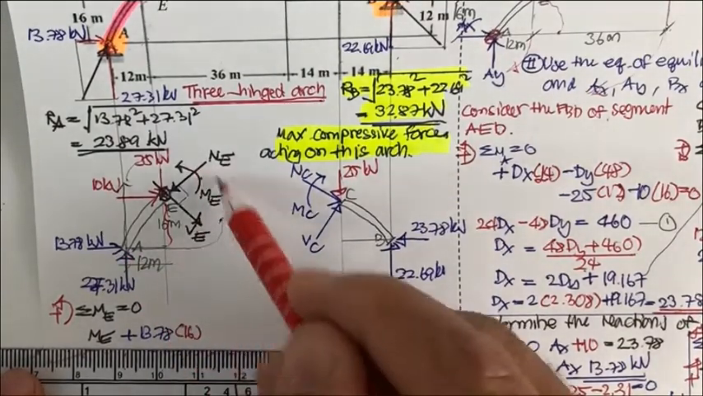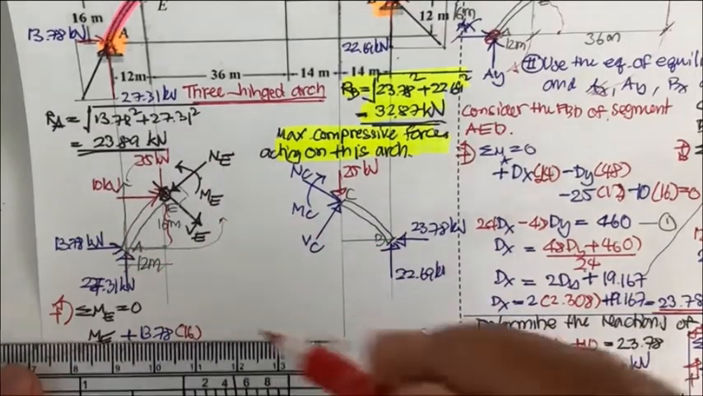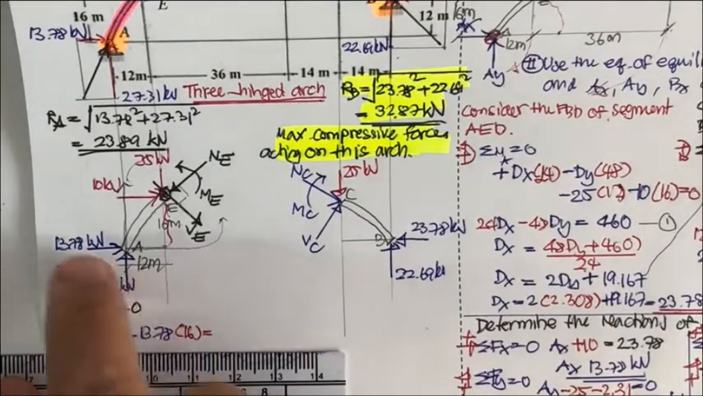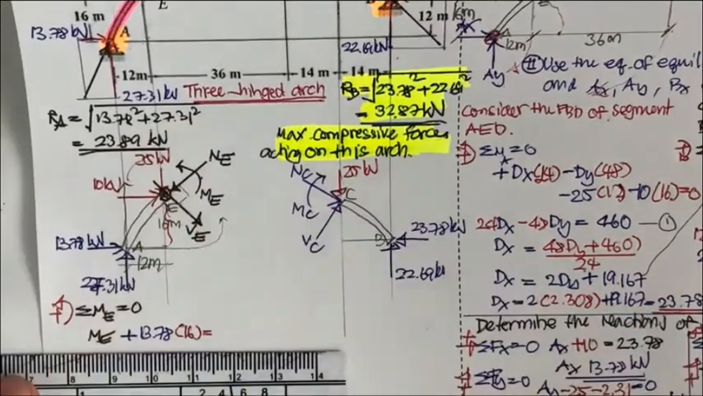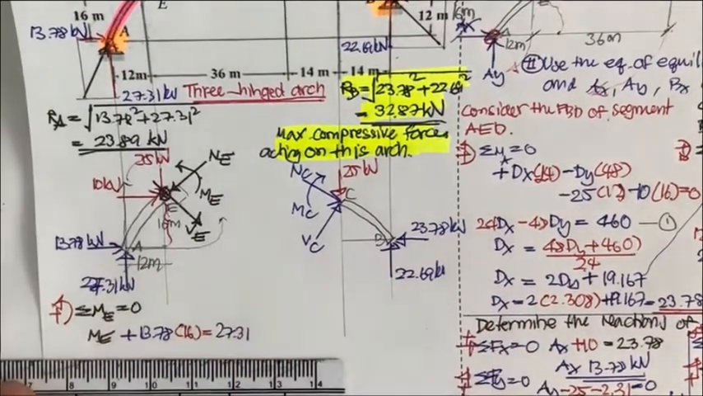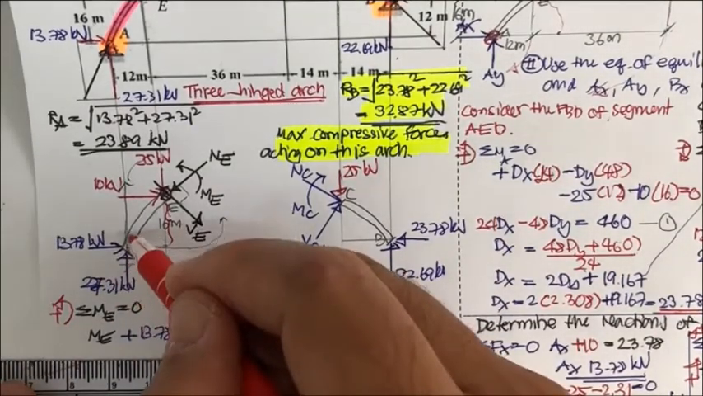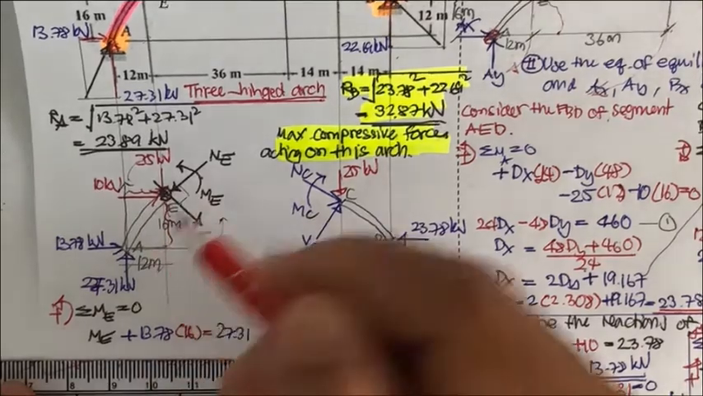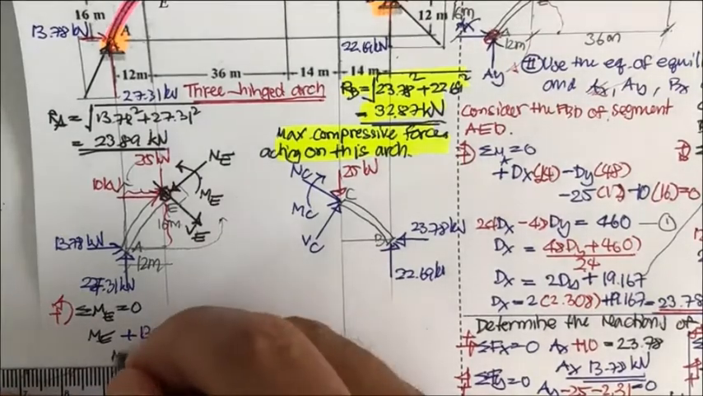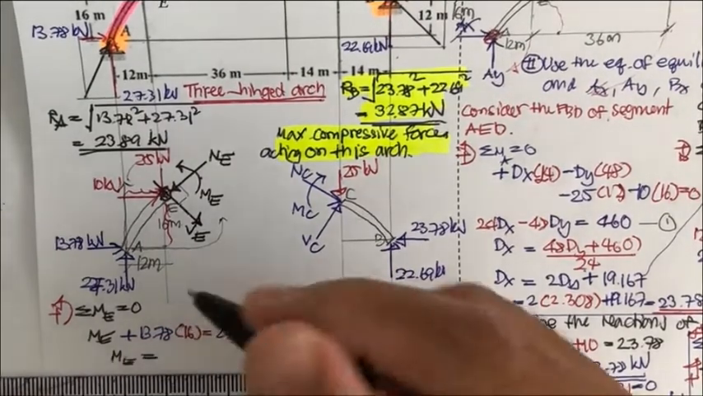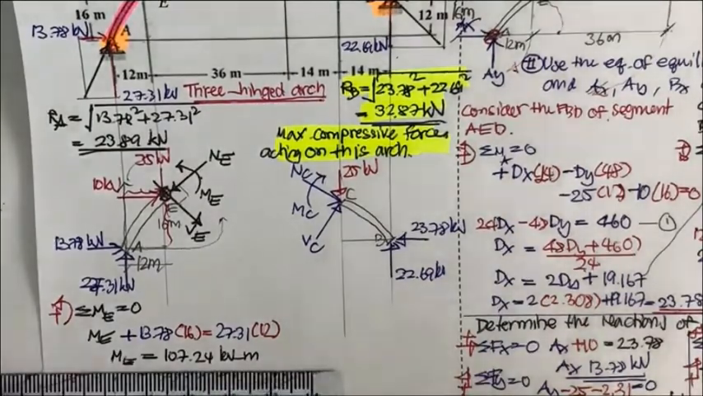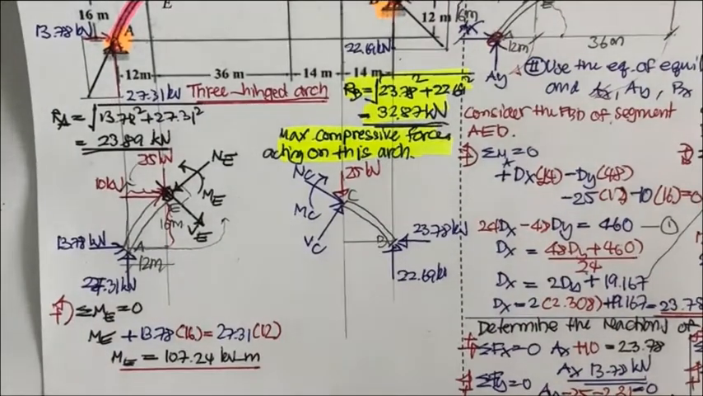The other direction, the same direction, right? The same, and it's going to be equal to what? This is the direction. This one, 27.31, and 27.31 is going to be times this, which is 12. Okay, and if you do the calculation, you will get M sub E equal to 107.24 kilonewton meter. Okay, that is for this part.